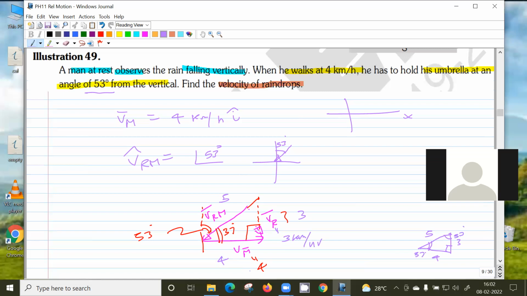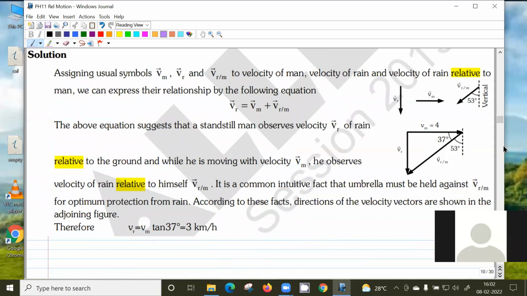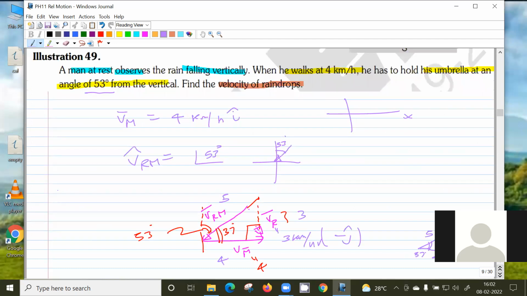Minus 3 j cap, sir. Okay, yeah, that you can fix. Yeah, it is downwards, so direction is minus j cap. Velocity of rain is downwards, but the magnitude is 3 kilometers per hour. Okay, right, it's vertically downwards. You have not put j cap on top. Okay. Yes, sir.